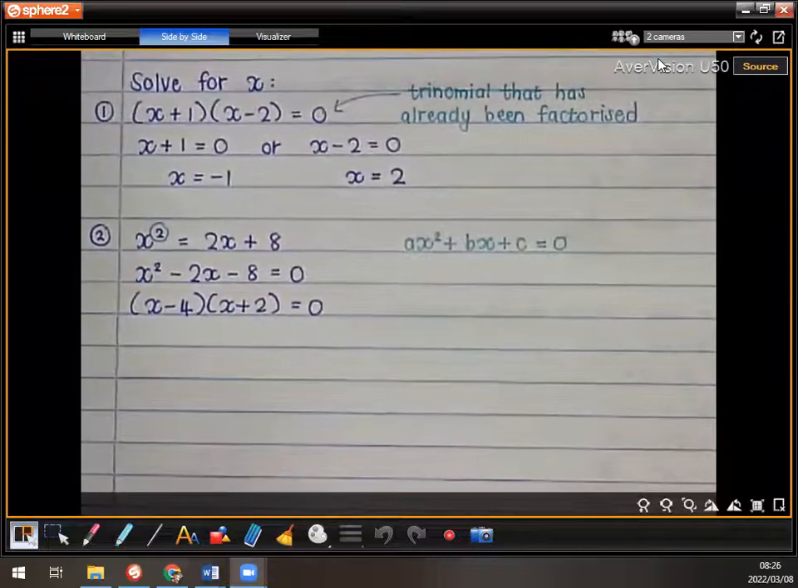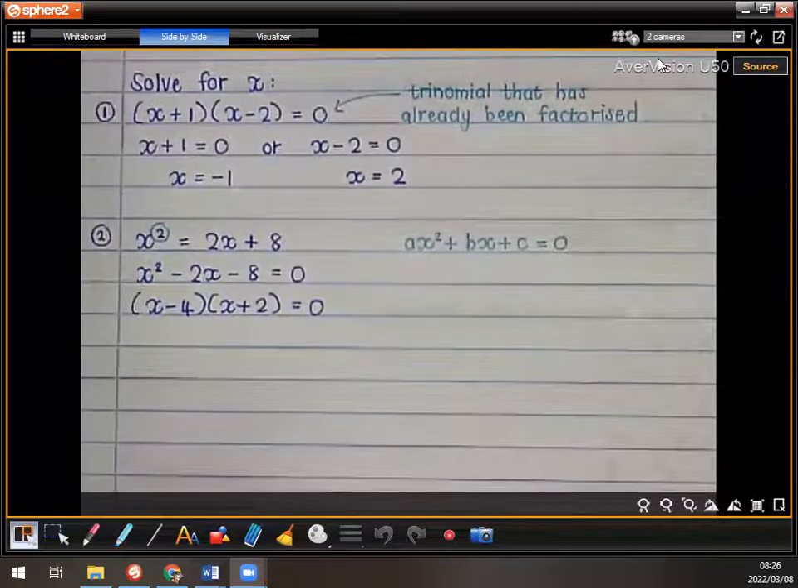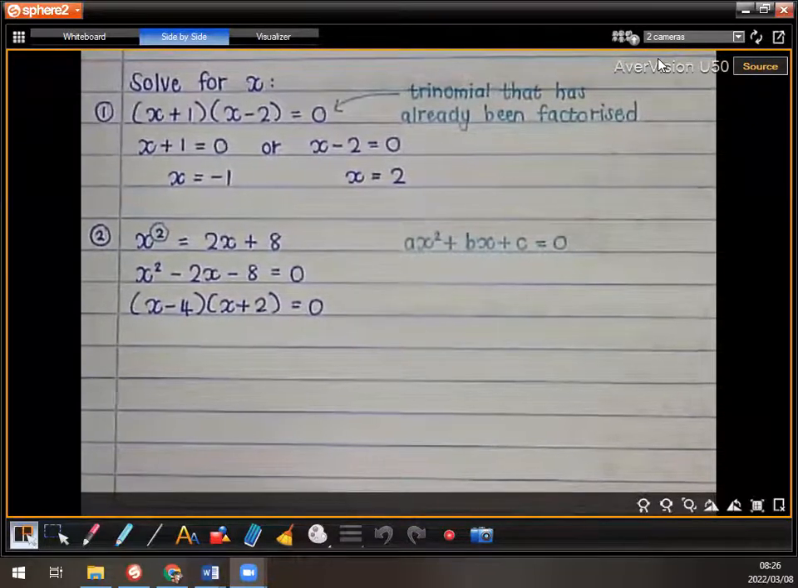In grade 11, remember we did a few quadratic equations where you got decimals as your answers. Do you remember that? So those ones will only come up in grade 11. In grade 10, there will always be trinomials that you can factorize in order to solve.